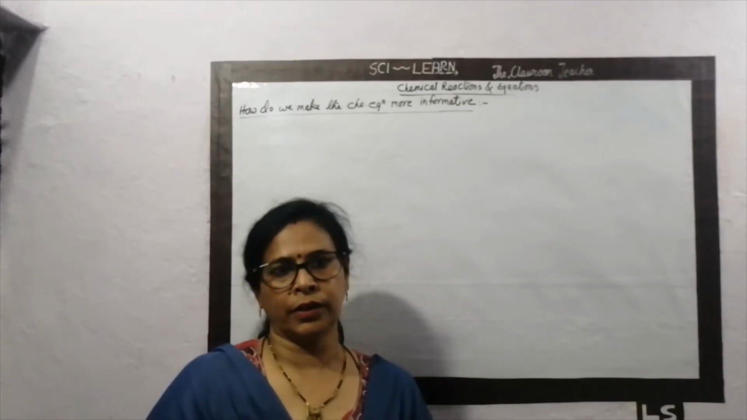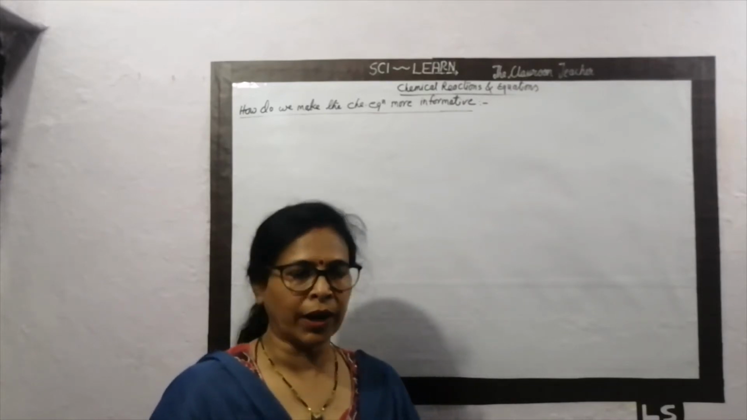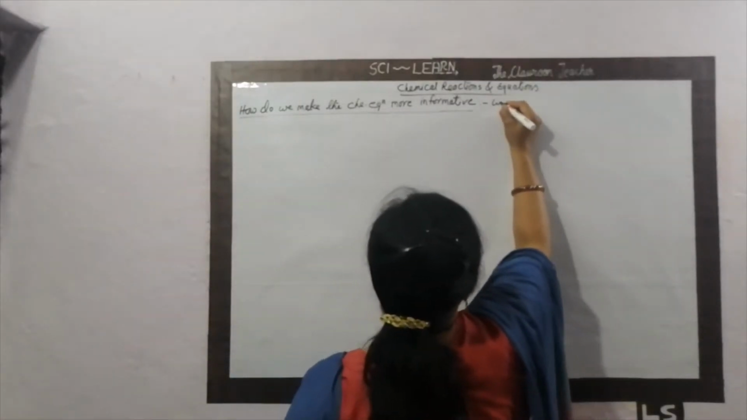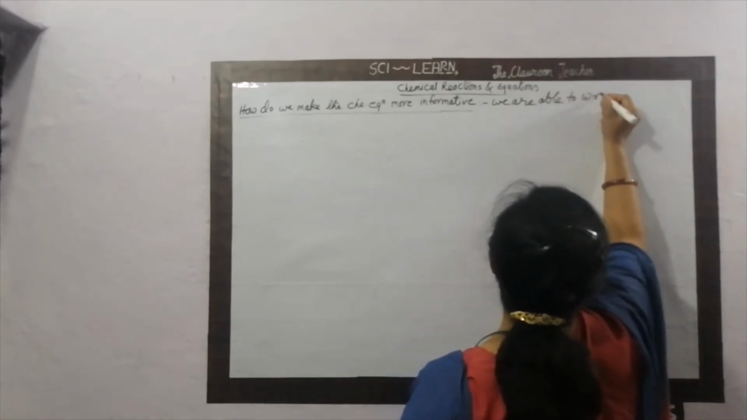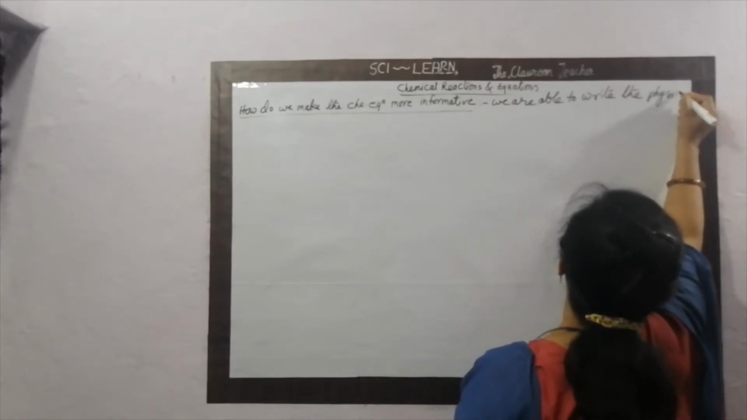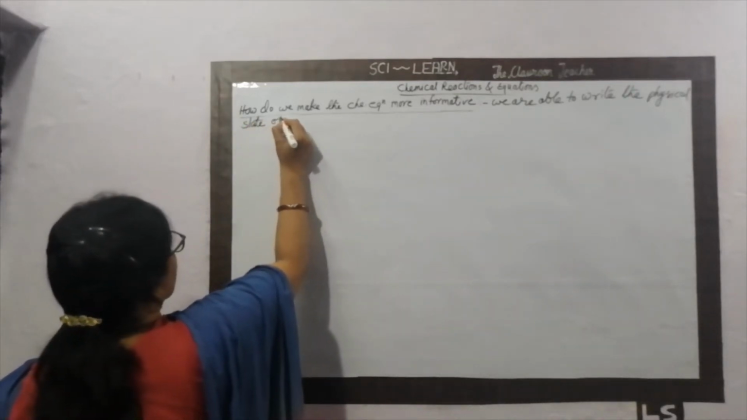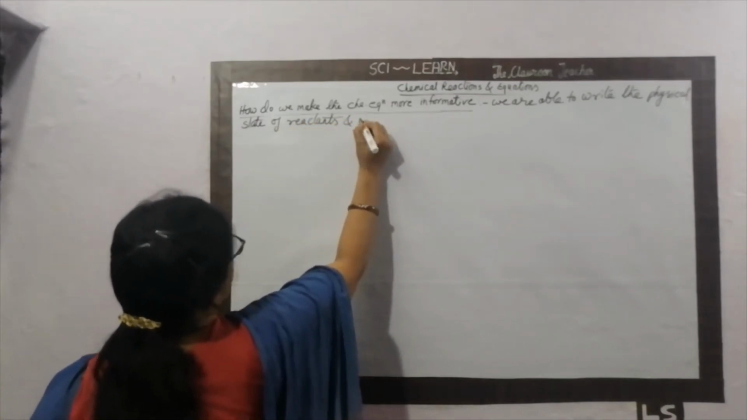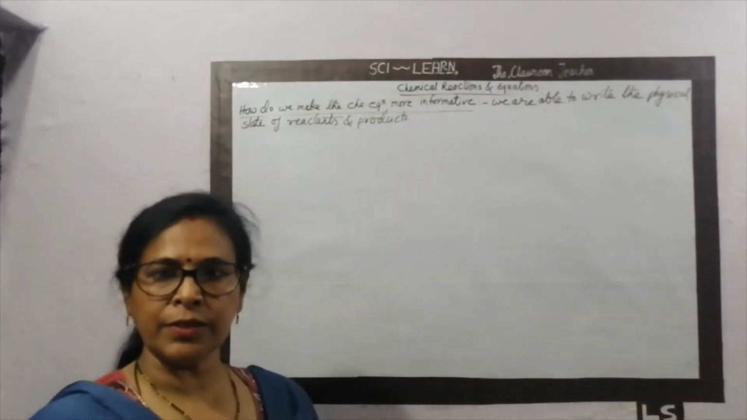How do we make the chemical equation more informative? We are able to write the physical state of reactants and products. How do we represent this physical state?